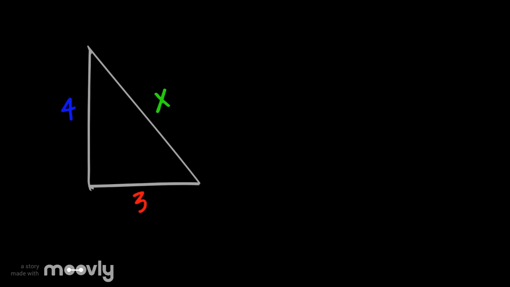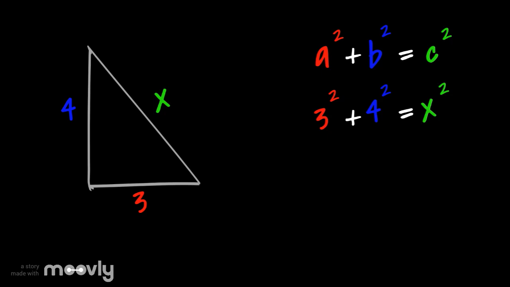We can write down the Pythagorean theorem on the right side here as a squared plus b squared equals c squared. We're going to keep them color coordinated, make it a bit easier. So a is going to become 3, b is going to become 4, and c is going to be our x, our unknown variable there. Then 3 squared equals 9, 4 squared is 16, and x squared is going to stay as x squared. We can add our 9 and our 16 together to get 25.